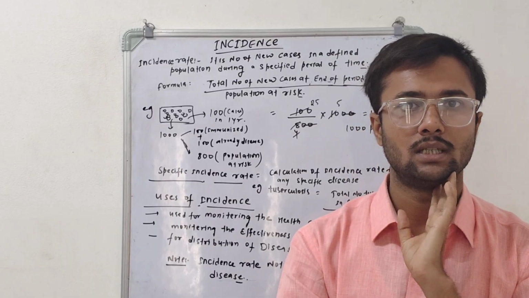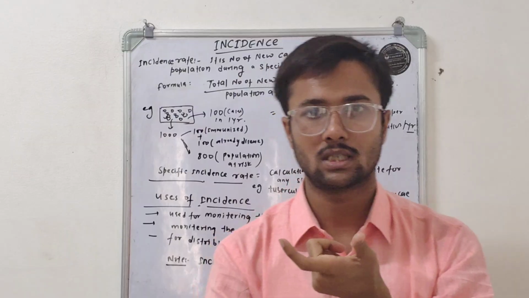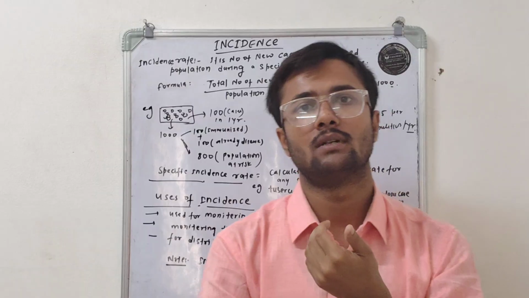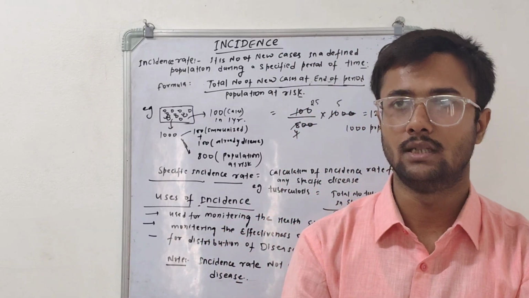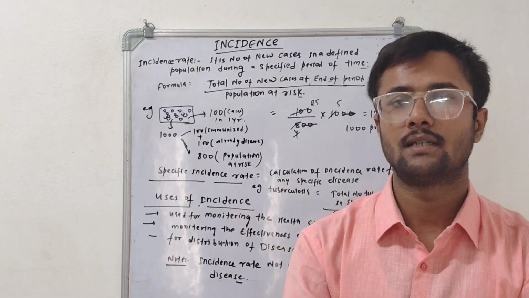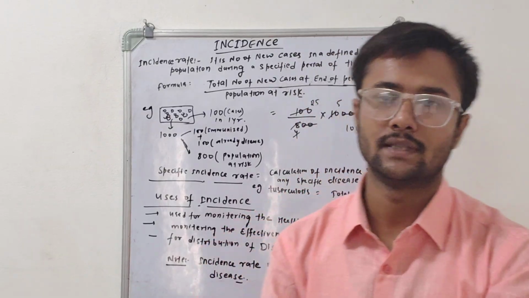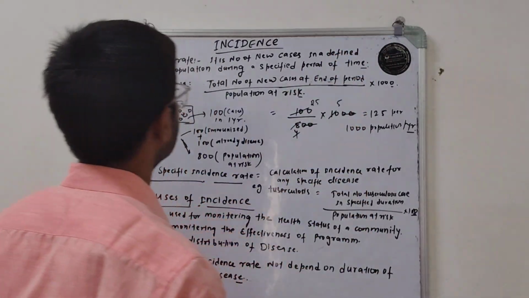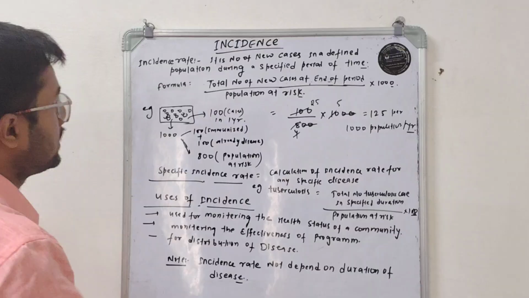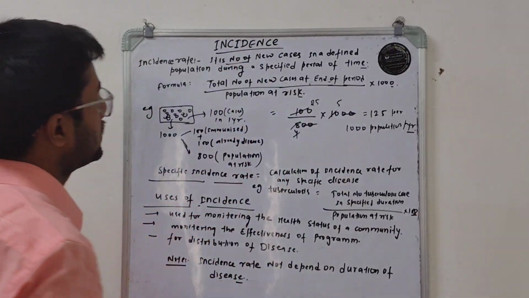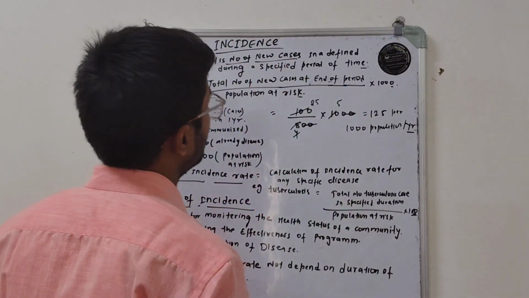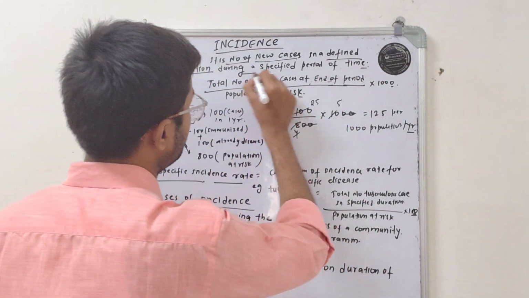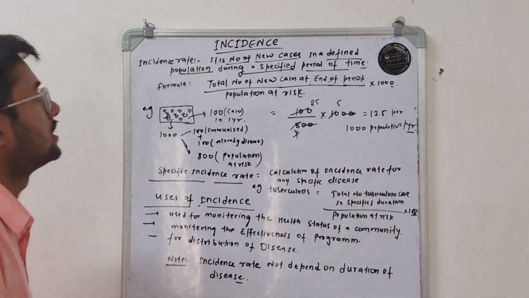A specific duration means we can calculate the incidence rate for a week, per month, or commonly we calculate the incidence rate for a year. We understand this incidence rate with the help of examples. First we are going to read the definition: incidence rate is the total number of new cases in a defined population during a specified period of time.